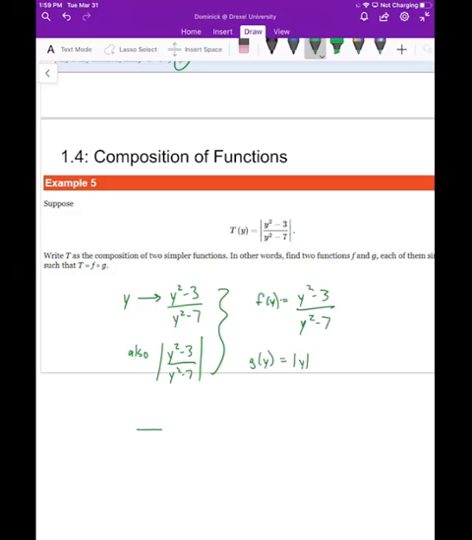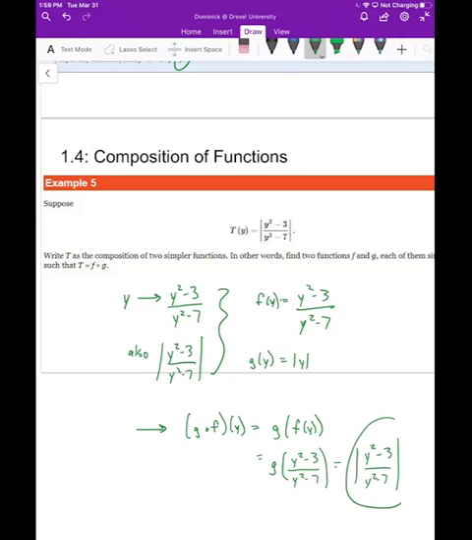So it looks like we could say that this function is g circle f of y, which would just mean g of f of y. And if you were to carry this out, just to be sure, what is f of y? It's y squared minus 3 over y squared minus 7. And then what does g do? It takes the absolute value, so you get the absolute value of y squared minus 3 over y squared minus 7. So you can always check that. That's the idea there.